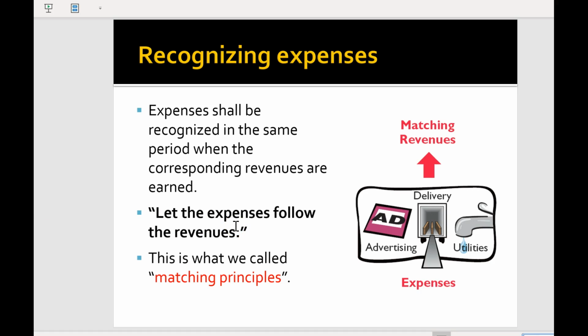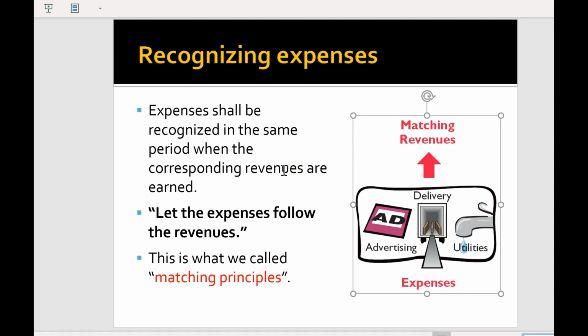Next, recognizing expenses. When do we recognize expense? Okay, expense recognition. Revenue recognition is whenever revenue is earned. The expense recognition rule is that an expense is recognized whenever it matches the revenue. Okay, what does that mean? That means expenses are incurred whenever we use the resources to generate the revenue.